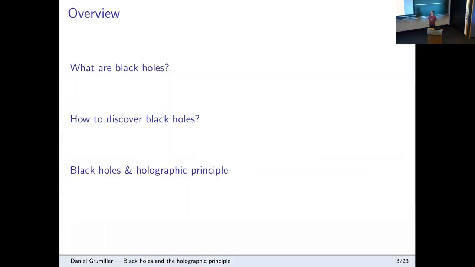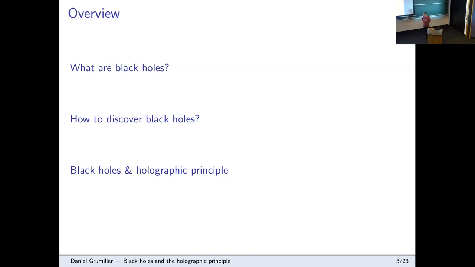So I trisected my talk into three sections. The first is, what are black holes? And that part is suitable for last year primary school children, so 8 to 10 year old children. So if you're a physicist, then you won't learn anything new, except maybe a way to address this question so that your children understand it, so that they can explain it to their friends as well.